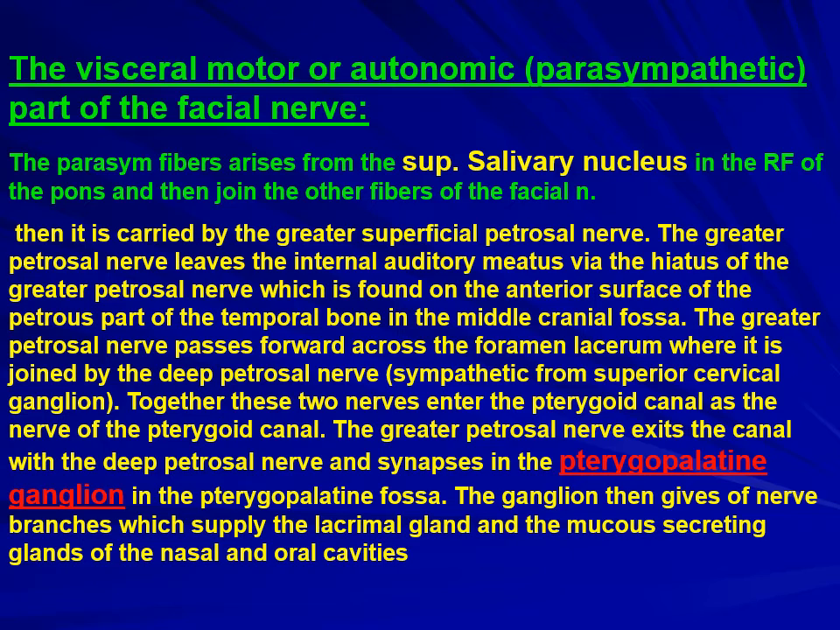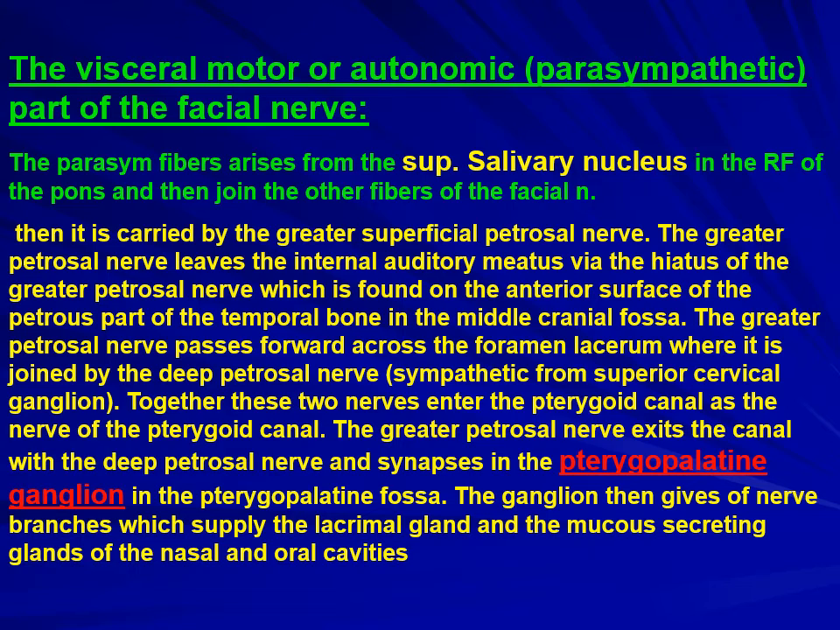The greater superficial petrosal nerve passes forwards across the foramen lacerum, where it is joined by the deep petrosal nerve carrying sympathetic fibers from the superior cervical sympathetic ganglion. Together these two nerves enter the pterygoid canal, and are termed the nerve to the pterygoid canal, or vidian nerve. The greater superficial petrosal nerve exits the canal with the deep petrosal.